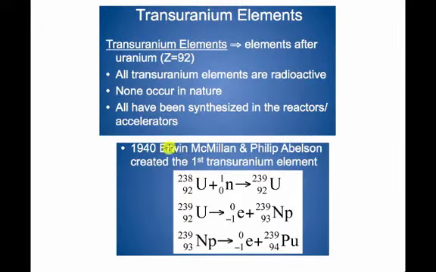Now, he didn't actually accomplish this because he got tied up with World War II and the development of the atomic bomb. But in 1940, Edwin McMillan and Philip Abelson did this. They actually created the first trans-uranium element. They took uranium-238, which at the time was the biggest element, and it is the biggest naturally occurring element. There is no element bigger in nature than uranium. They collided it with a neutron.